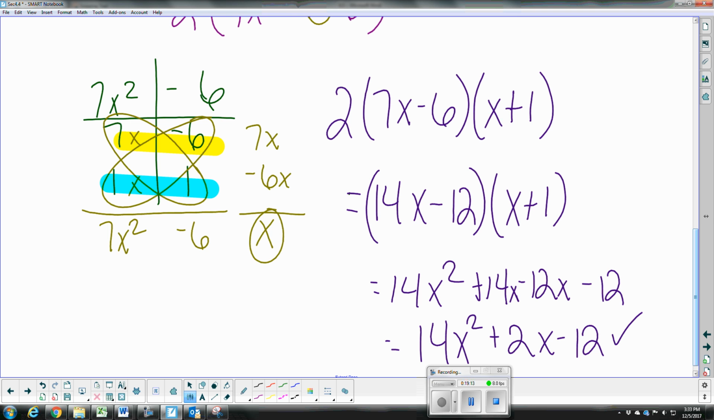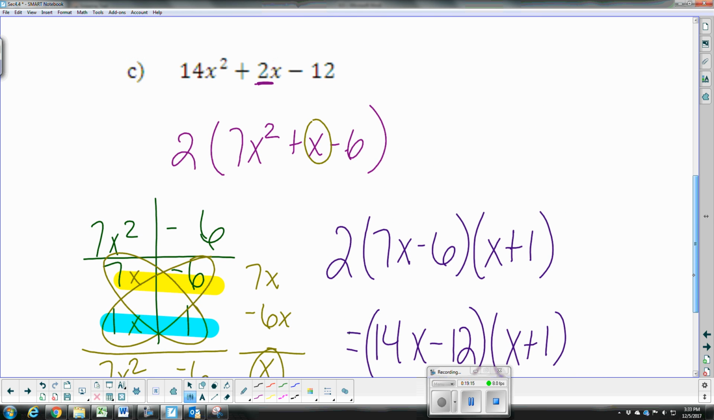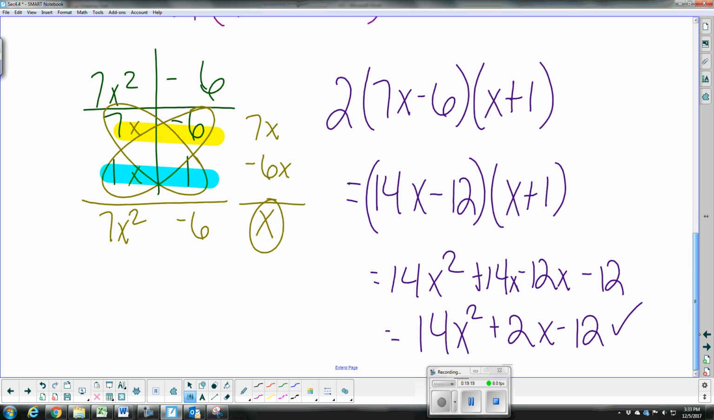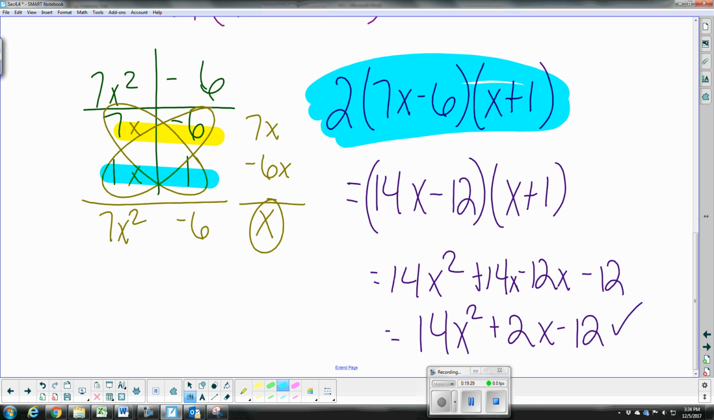And if you look back at the original problem, that is exactly what you started with. 14x squared plus 2x minus 12. Okay, so that's how I know my factored form is correct. So this is my answer.